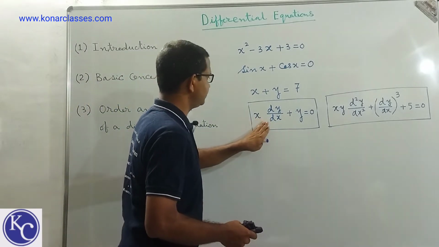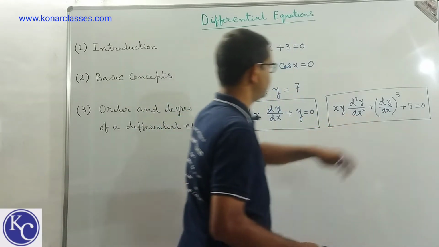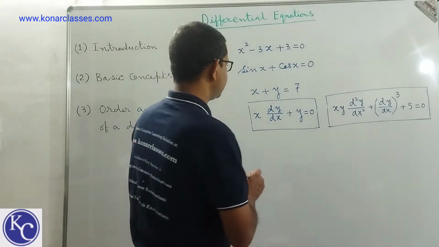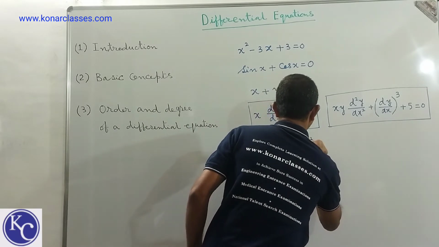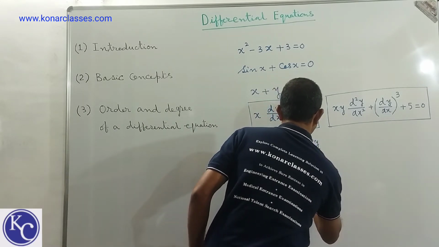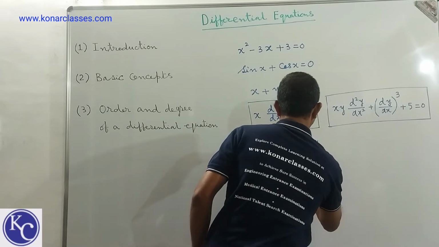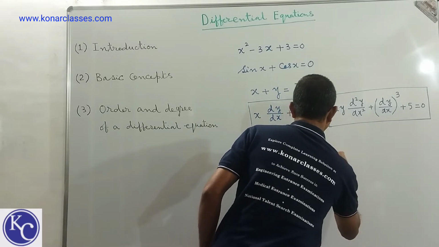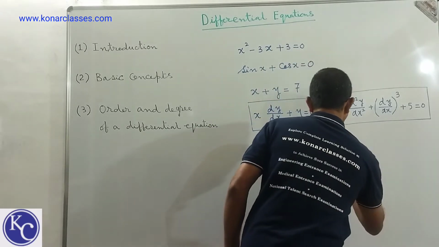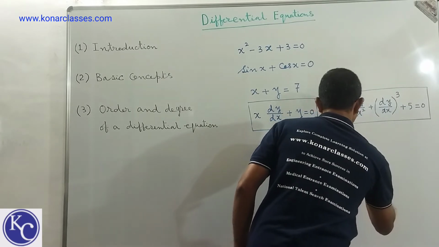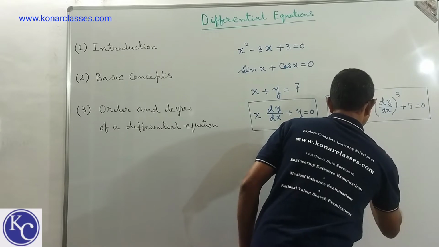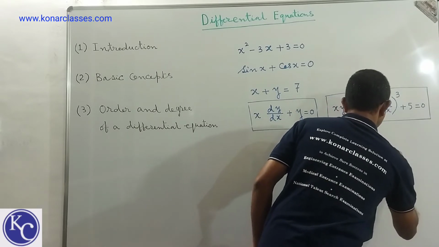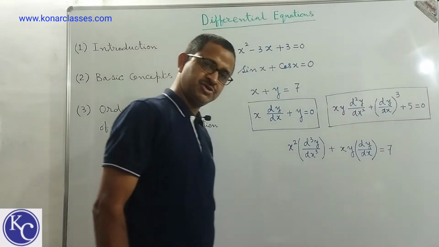So this is a differential equation, this is a differential equation. Okay, you can form an equation something like this, x square into d3y dx3, plus x into y into dy dx is equal to 7. That is also a differential equation.